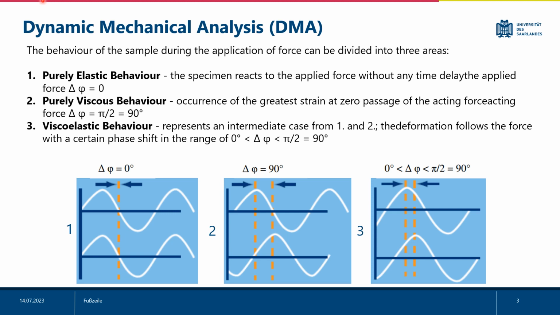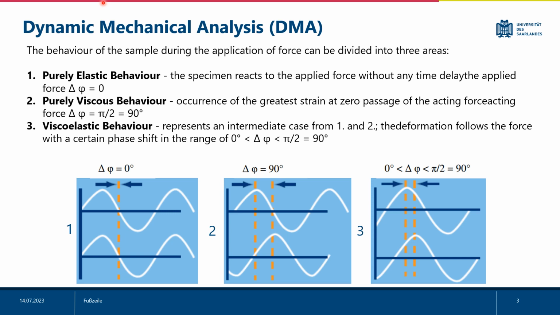polymer under investigation. Furthermore, temperature dependency can be determined so that when the temperature increases, the viscous proportion of the polymer increases and the phase angle shifts to larger values.